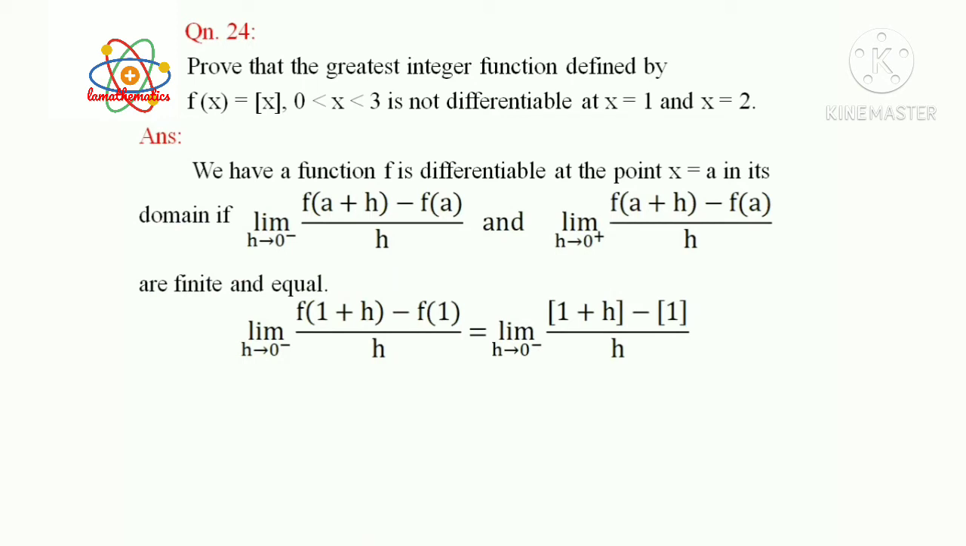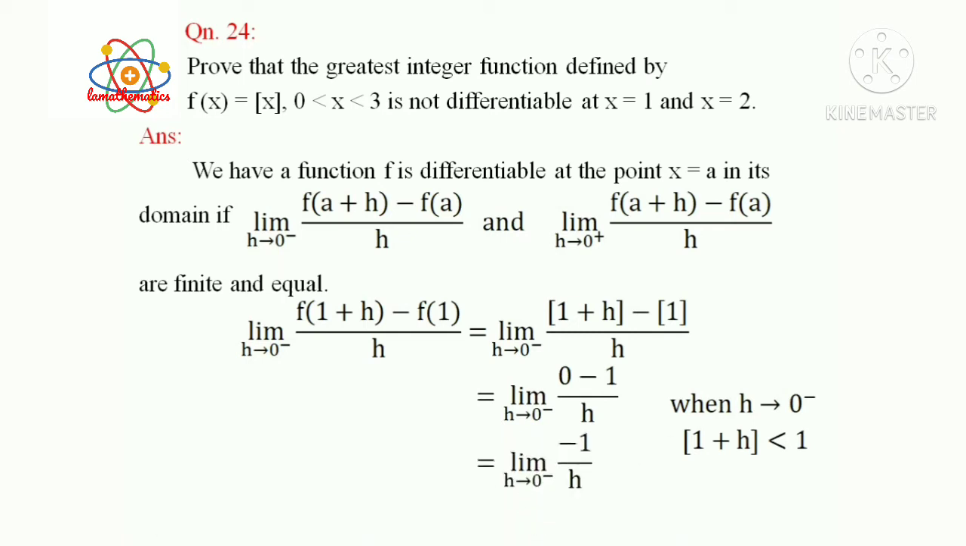Limit h tends to 0 minus [f(1+h) - f(1)]/h equal to limit h tends to 0 minus [[1+h] - [1]]/h. We have when h tends to 0 minus, greatest integer [1+h] is less than 1. Therefore, greatest integer [1+h] equal to 0. Equal to limit h tends to 0 minus (-1)/h, equal to plus infinity.